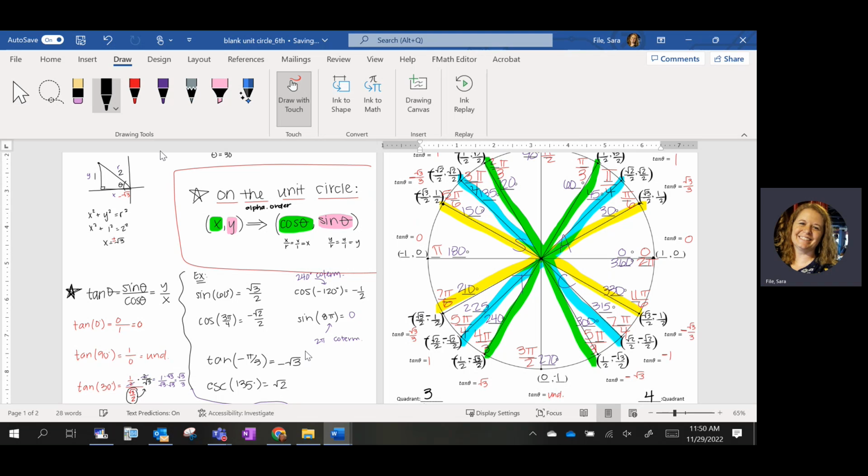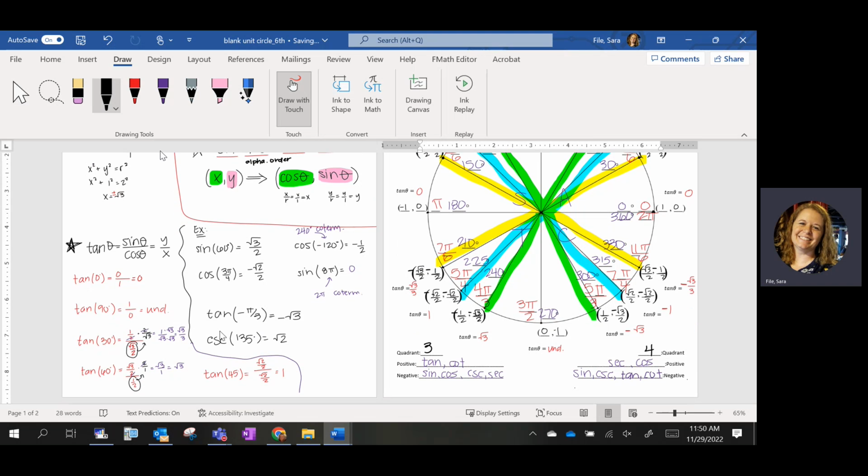Okay, so the same way root 3 over 3 and root 3 were reciprocals of each other, root 2 over 2 and root 2 are reciprocals of each other. Okay. So if you're asked for one of the reciprocal functions, you find sine, cosine, or tangent, and then you flip it. Okay. All right.